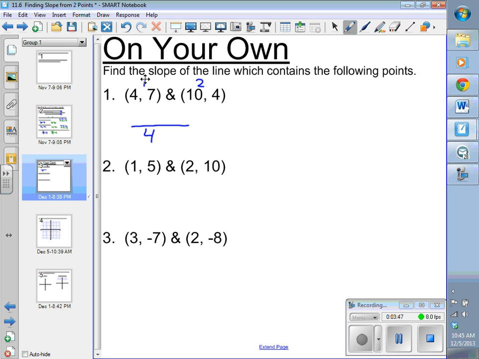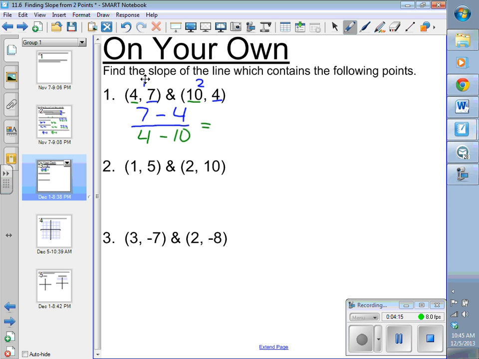So, if I'm staying with my y's, okay, so y's. Let's do 7 minus 4. And now my x's. I'm going to do those in green. So I'll do 4 minus 10. Okay. Now, do this one first.